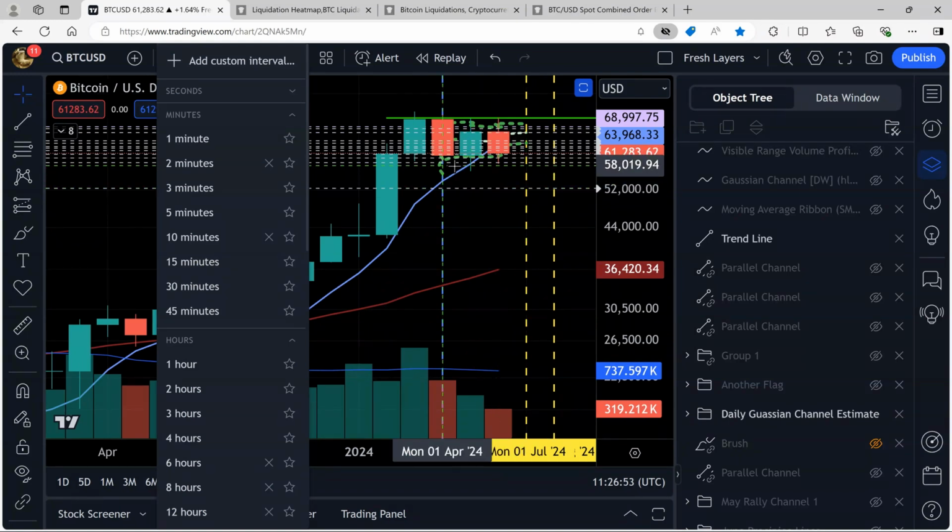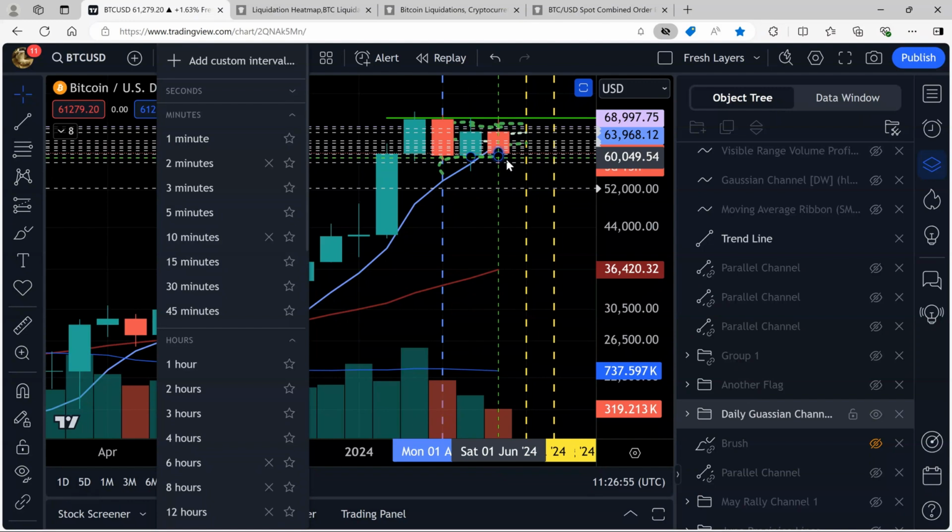And it wouldn't be even that bad if Bitcoin did close right here, but hopefully it's not. Hopefully it'll close a little bit higher, and that'll even be better.